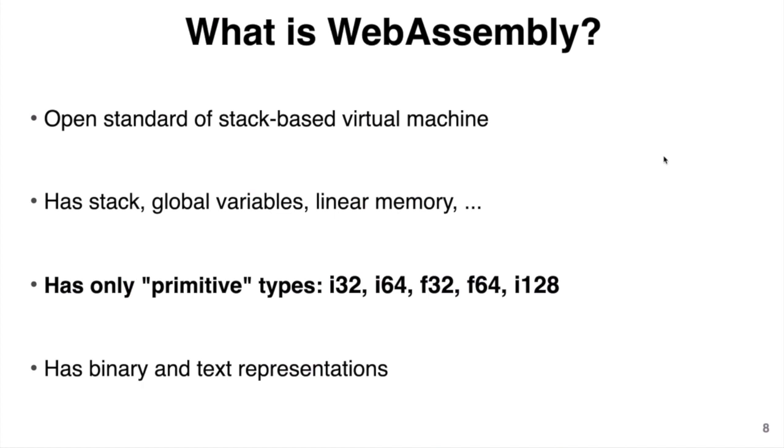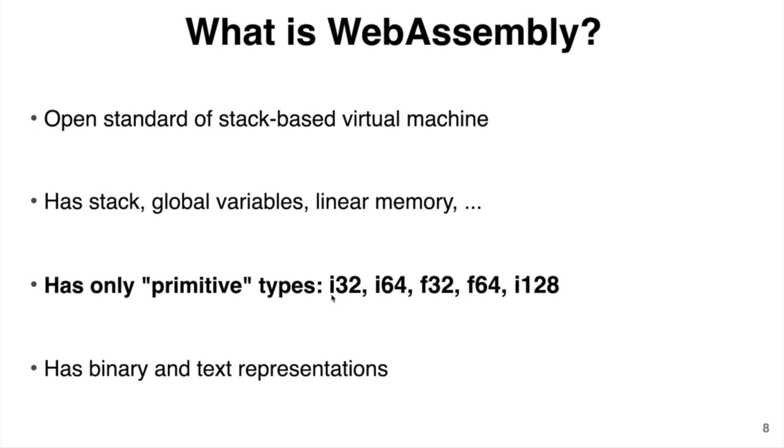And here is the most important part for the next part of the talk: WebAssembly supports only primitive types. There are only 4 or 5 primitive types, depending on the version, and they are only integer or floating point types. There are no strings, arrays, records, enums, or so on. So it's the main feature and main limitation of WebAssembly regarding this talk.